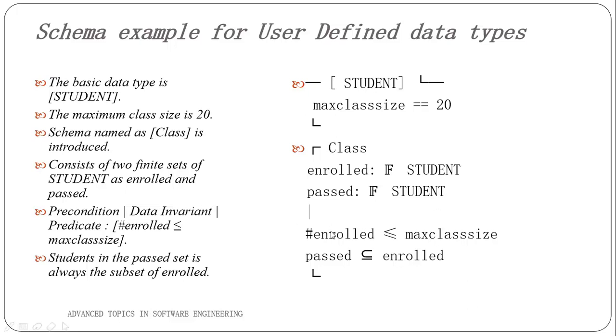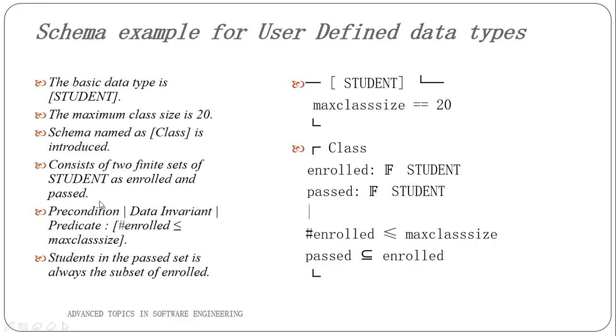These are all set type declarations that we also covered in our previous session: above this vertical line these are called the set type declarations, and below this vertical line we define some data invariant conditions or predicates. So here the schema is named Class. It consists of the two finite sets of Student, enrolled and passed.